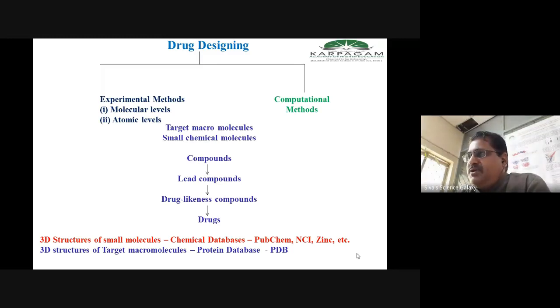Now let's see where molecular modeling and molecular docking come into the picture. Now we understand what a drug is and what the complications in drug designing are. For drug designing, what are the prerequisite parameters? Structures of the small molecules and structures of the macromolecules are what we need. Okay, let me move on to the next slide.